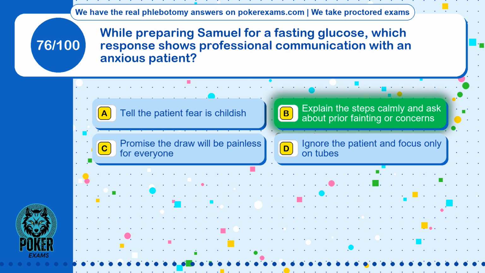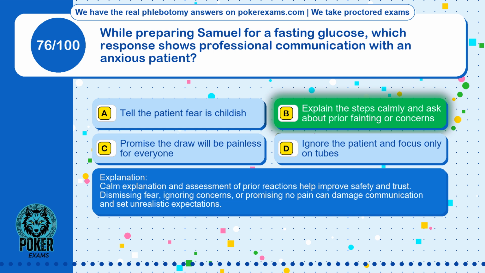The correct answer is option B. Explain the steps calmly and ask about prior fainting or concerns. Calm explanation and assessment of prior reactions help improve safety and trust. Dismissing fear, ignoring concerns, or promising no pain can damage communication and set unrealistic expectations.